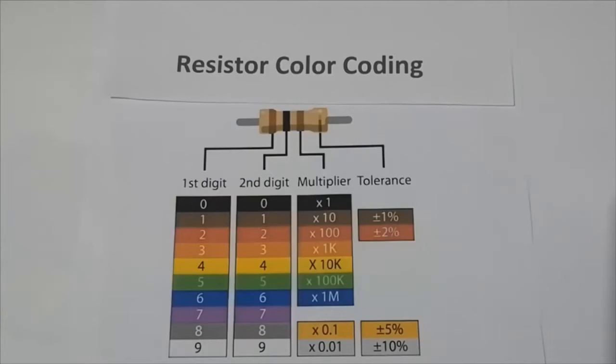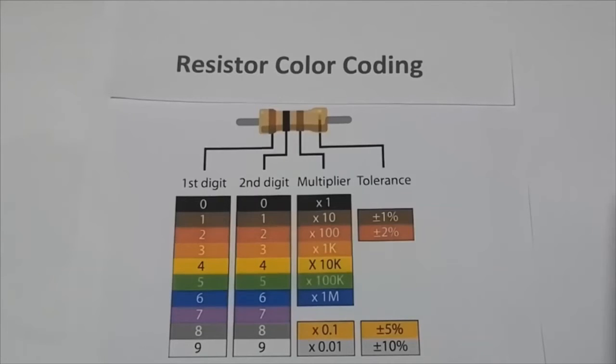Black is equivalent to 10 raised to the 0 power or times 1. Brown is times 10, red is times 100, orange is times 1000, yellow is times 10,000, green is times 100,000, and blue is times 1 million. Gold is times 0.1 and silver is times 0.01. The fourth color band is for tolerance, that uses 4 color bands. Brown is plus minus 1%, red is plus minus 2%, gold is plus minus 5%, and silver plus minus 10%.